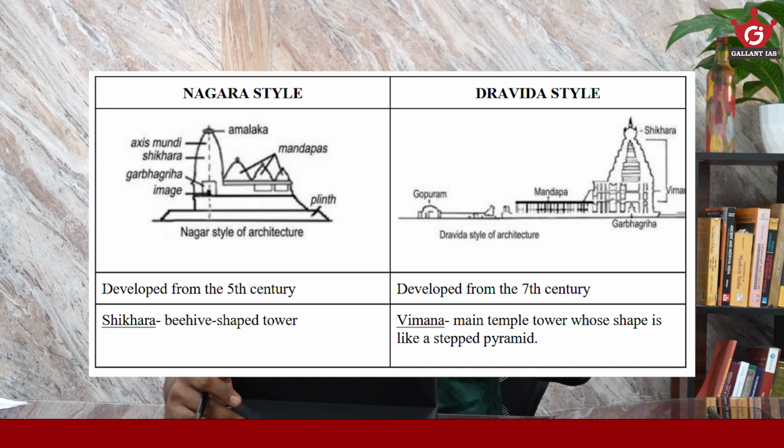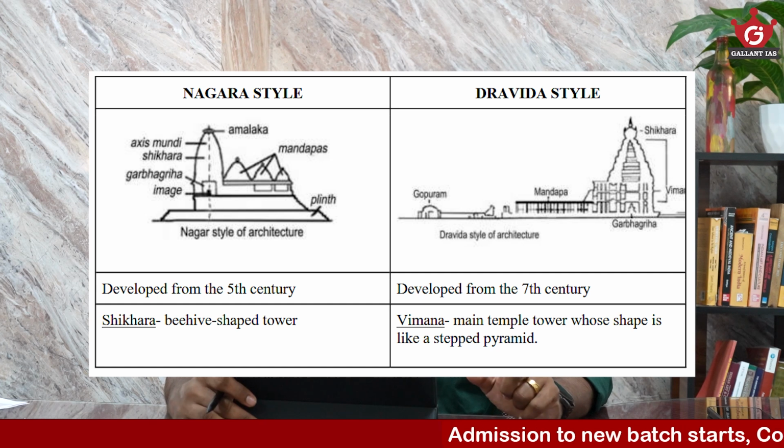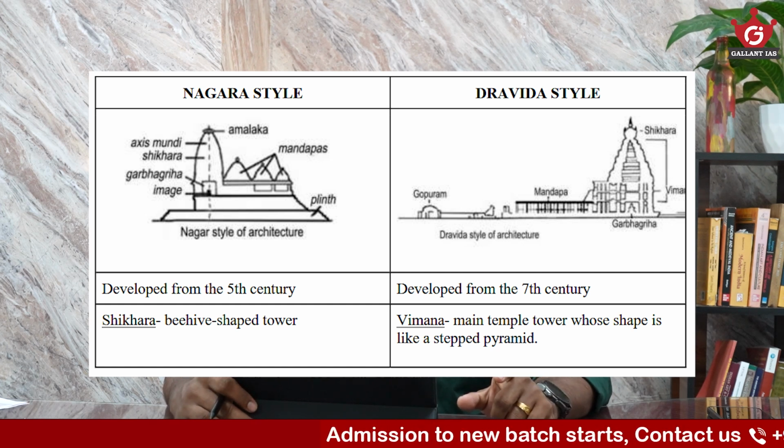Second part is comparison of features, Dravidian style and Nagara style. We know that Nagara has some features, Dravida has some features. So what are the features of Nagara style? We know that its tower is Shikhara, a beehive shaped tower. Dravida is Vimana, which is a pyramidal, stepped pyramidal tower.